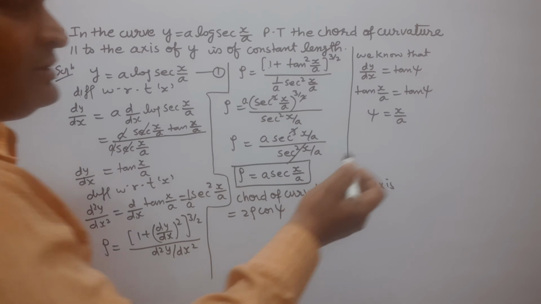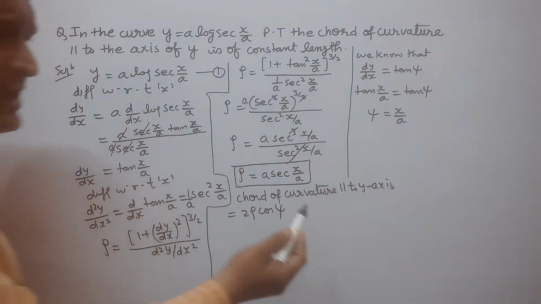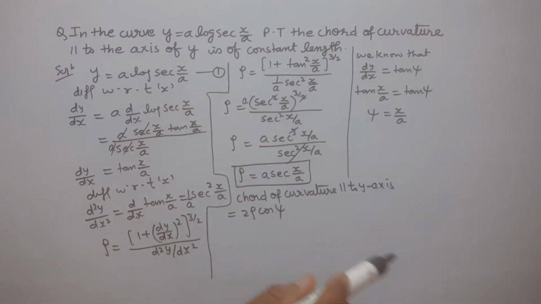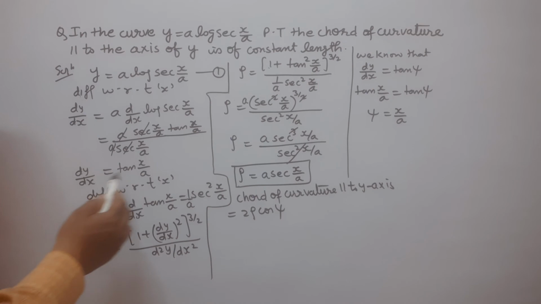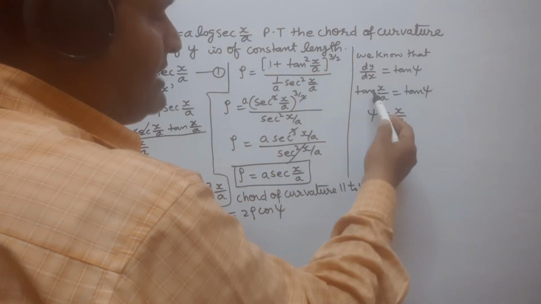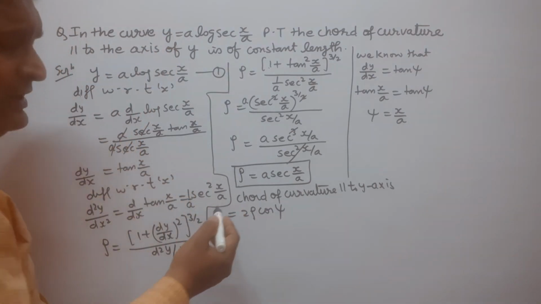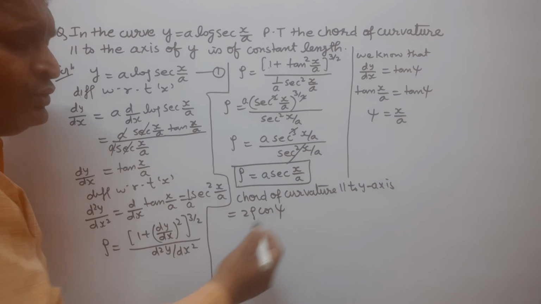You know that the slope of the tangent of any curve, dy by dx, is equal to tan psi, where psi is the angle made by the tangent with the x-axis. And here in this curve dy by dx is equal to tan x by a. So from both sides we find psi is equal to x by a. Now we find the chord of curvature parallel to y-axis. So the formula is 2 rho cos psi.